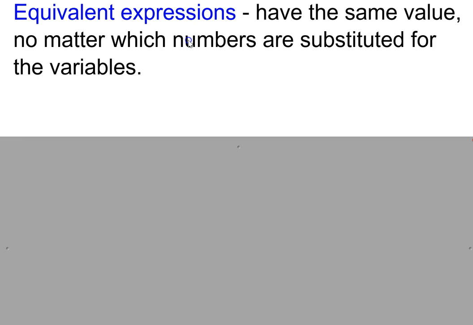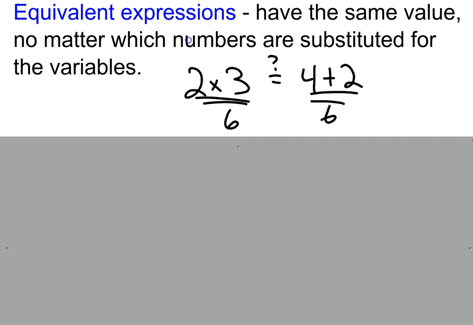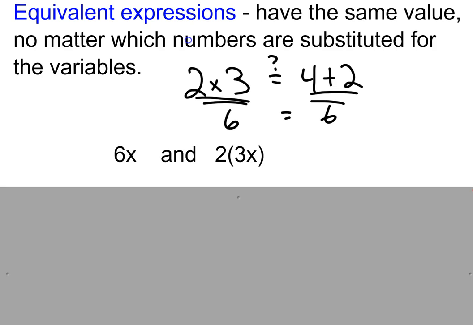Equivalent expressions have the same value no matter which numbers are substituted for the variables. For example, if I just did a quick one here, if I said 2 times 3 and 4 plus 2, are these equivalent expressions? The answer is yes, because this one gives you 6 and this one gives you 6. So in other words, they are the same value, but they have different numbers on either side. So these are equivalent expressions. There's another example. 6x and 2 times 3x gives you the same value. That is all for equivalent expressions.